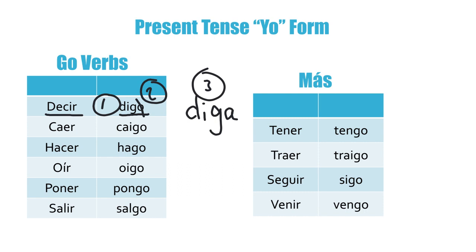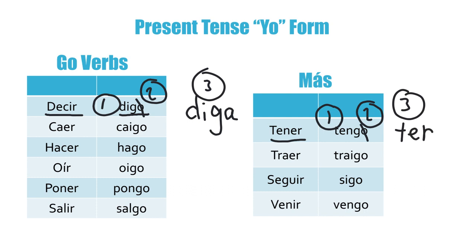That's a command. Tener over here, if we do our 3 steps, so the first step is go to the yo form of the present tense. We have tengo. Second step, we get rid of the O. Third step, we add the opposite ending. Since tener ends in ER, we add an A to the end. So tenga. Tenga would be a command, have. Like I could say, tenga un buen día, have a good day.